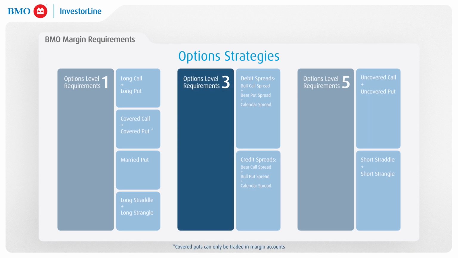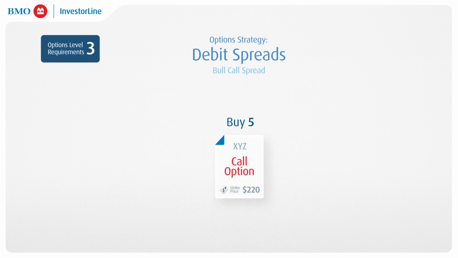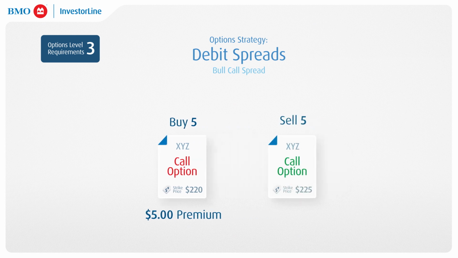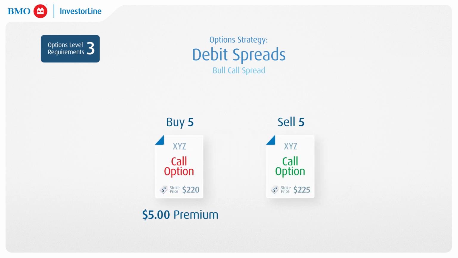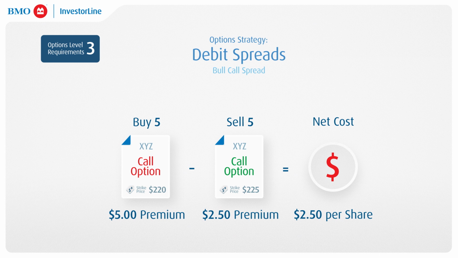Moving to options level 3, we encounter more advanced strategies like spreads. Let's look at an example with XYZ stock and go over debit and credit spreads. Suppose we buy 5 call options on XYZ with a $220 strike price expiring in 30 days for $5 per share each, and simultaneously sell 5 call options with a $225 strike price expiring the same day for $2.50 each. The net cost of this spread is $2.50 per share, or $250 per contract, representing your total risk and margin requirement.